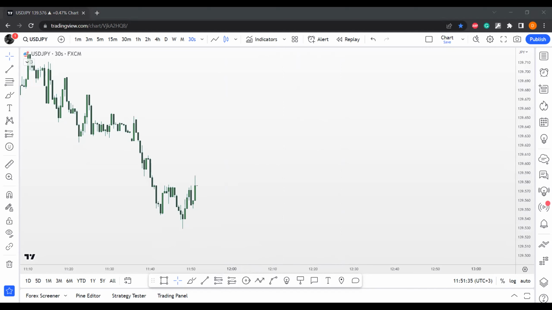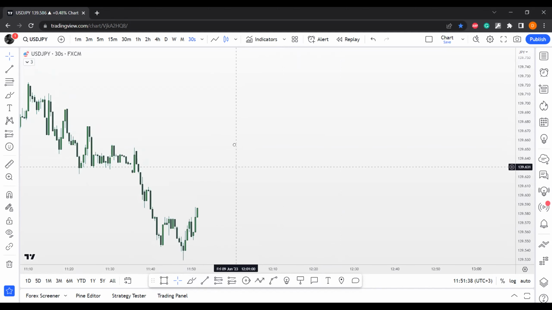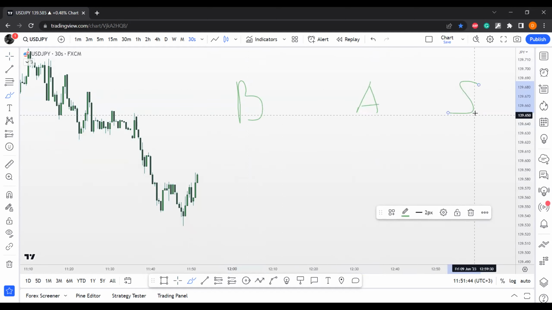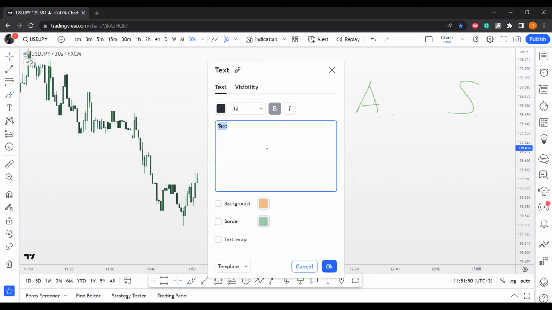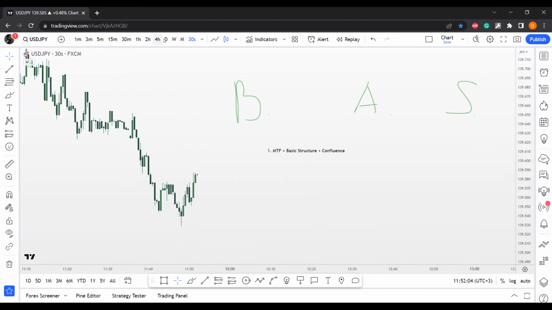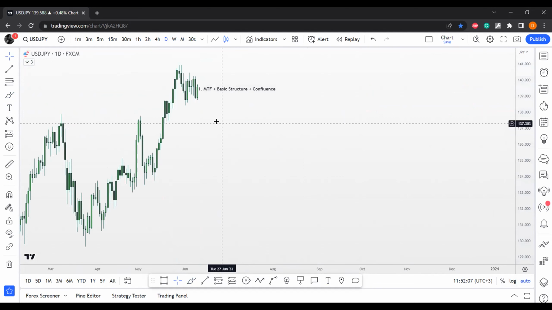What I did, I separated the context into basic things and advanced things, and then there are some secondary things. Basic is first: multi-time frame analysis and basic structure, plus confluence. What it means is that you just look at the chart and say, what is my weekly? Is recent price action bullish or bearish? My daily, is it bullish or bearish? You say, okay, it is bullish.